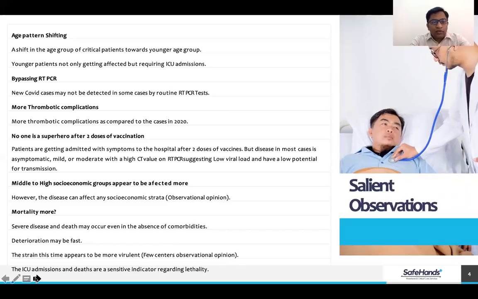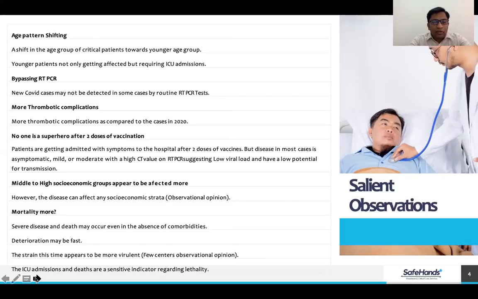No one is a superhero after 2 doses of vaccination. Patients are getting admitted to hospital with symptoms after 2 doses of vaccine also. But in most of the cases it is asymptomatic, mild or moderate, with a high CT value on RT-PCR, suggesting low viral load and a low potential for transmission. However, they are a little safer.